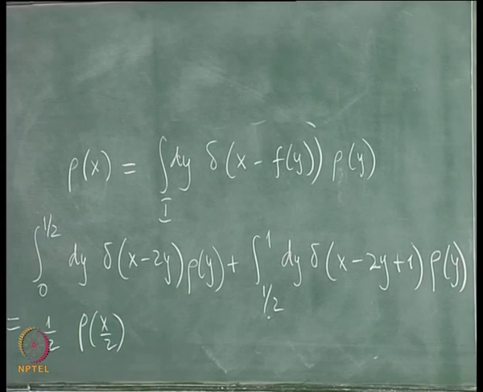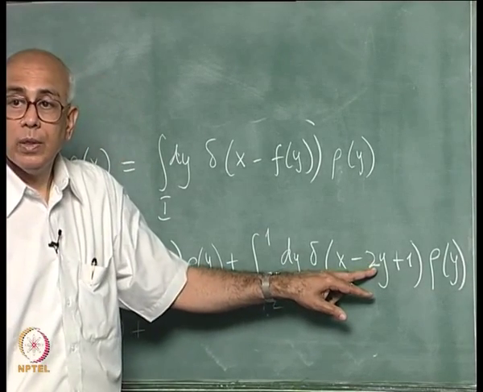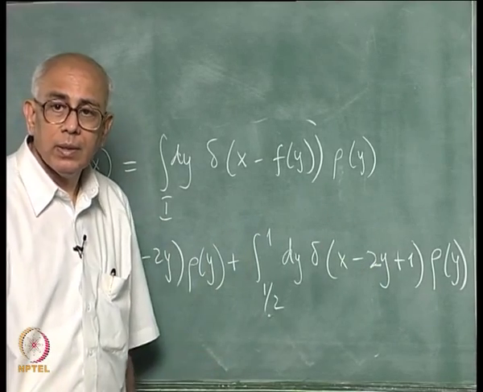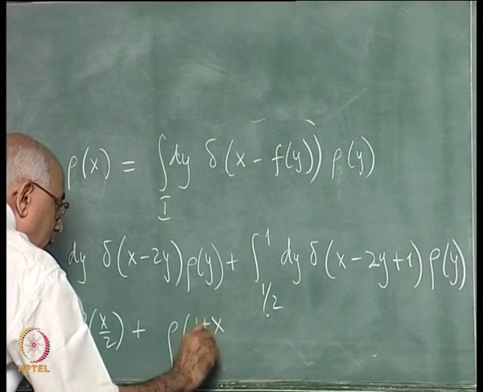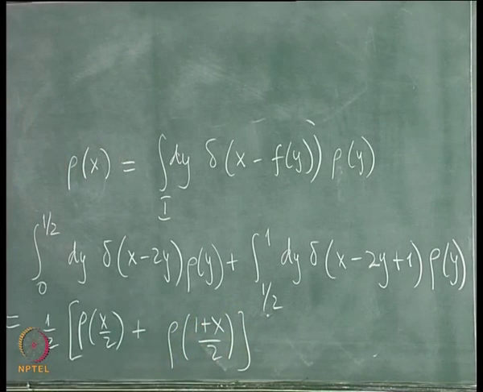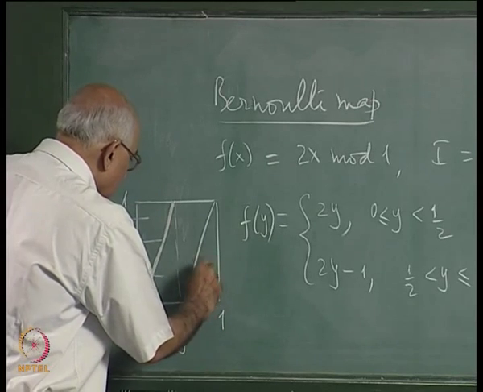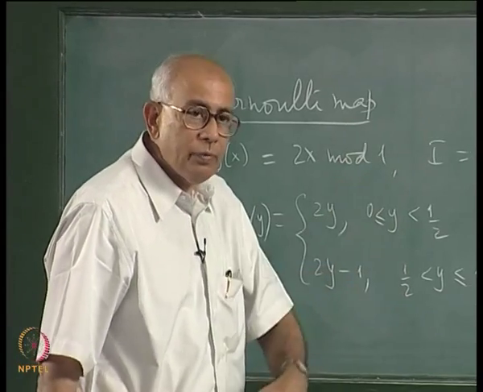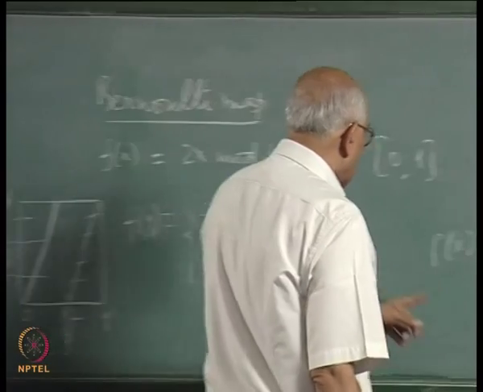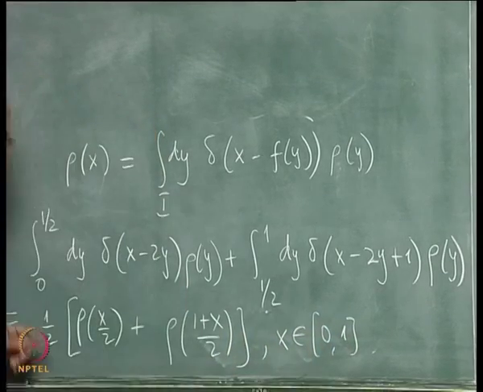Plus, once again I write this as delta of 2y minus 1 plus x, and I bring out the 2, and this again becomes rho of (1 plus x) over 2. Again as before, for every y between a half and 1, no matter what the x is between 0 and 1, this delta function does contribute. There is one unique point where it contributes for every x, and therefore for all x in 0 to 1, you have this equation.